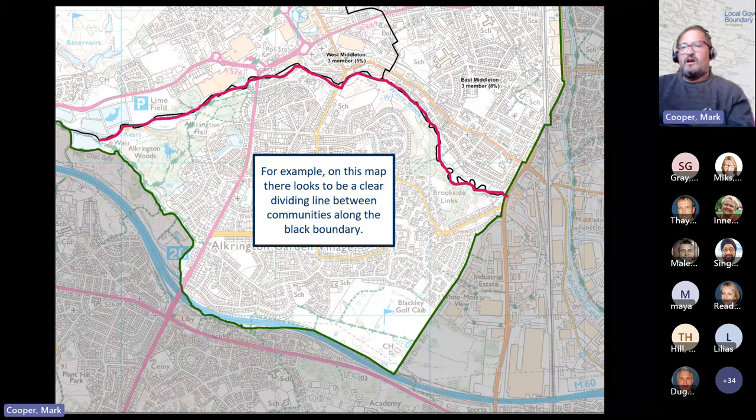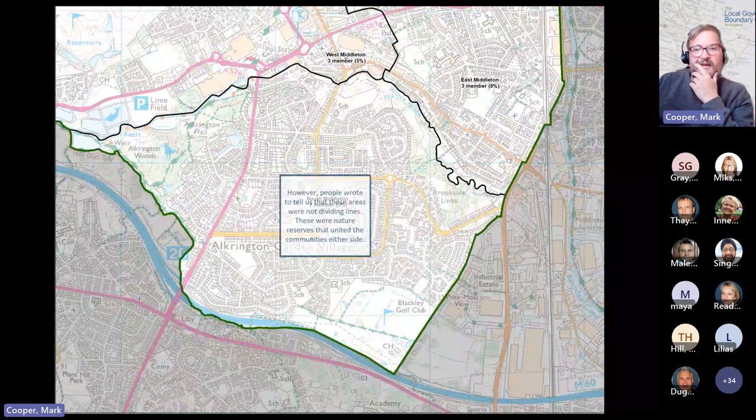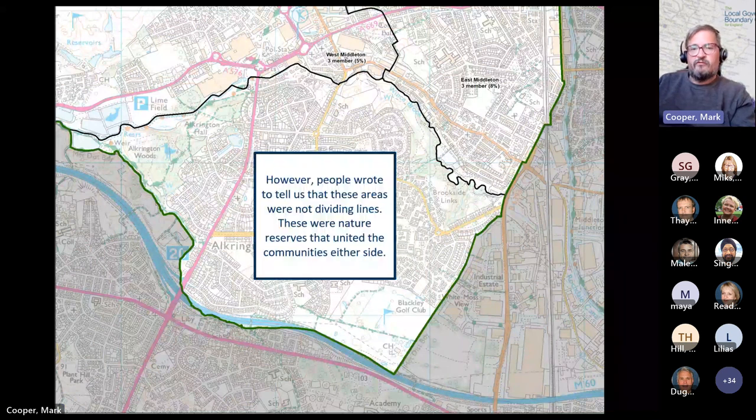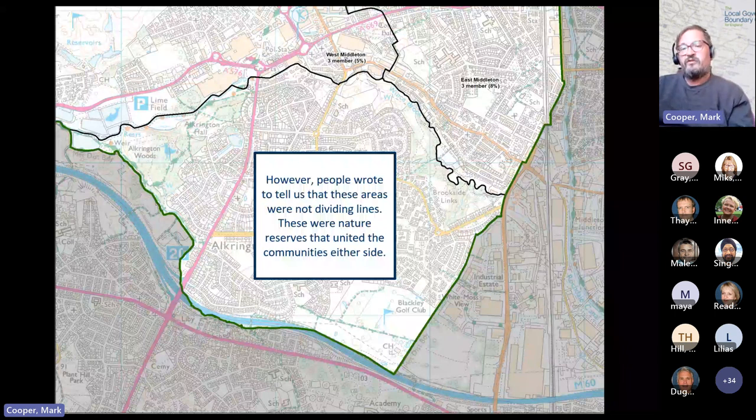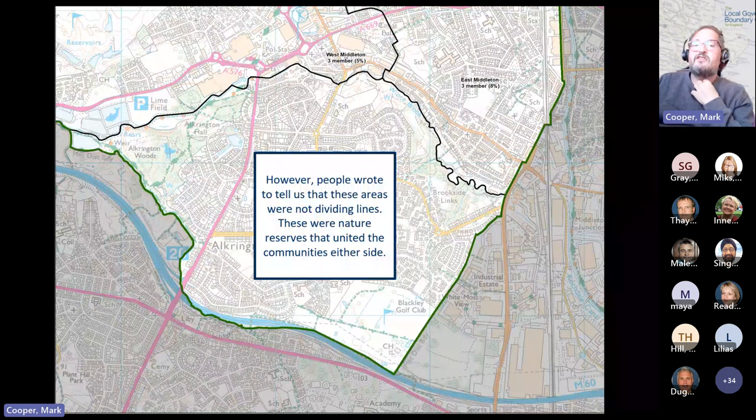We didn't hear very much from communities during the first consultation in Rochdale. So we went with the black line, which we thought was the stronger boundary as part of our proposals. However, what we heard during the second consultation was the exact opposite. Local people wrote in to tell us that these patches of land along the black boundaries did not separate the communities, but were actually nature reserves that were a uniting feature for people that lived on both sides of the reserves. And so our proposals had actually divided their sense of community.